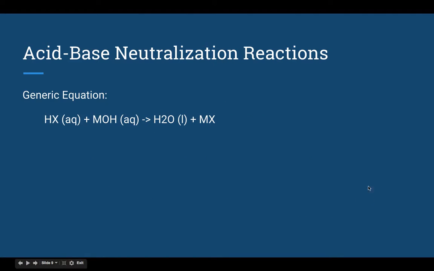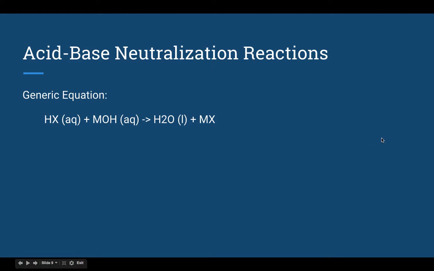Okay, so again, we'll look at a generic reaction equation. We have HX, which would be our generic acid. We have MOH, so our generic base, where M is some kind of metal cation. And we've got our hydroxide here. They're both dissolved. And when they react, they're going to produce water, H2O, which is going to be a liquid. And one of the other products is going to be this salt, so MX.